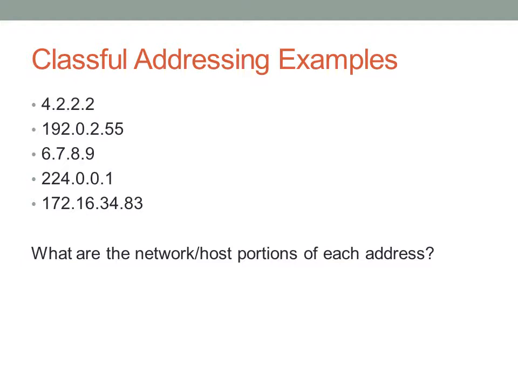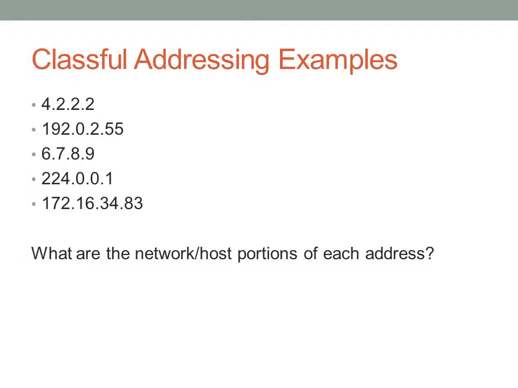And for those of you coming back, looking at the first address, the first octet, 4, is going to be a Class A address, and so the network portion would be the 4, and the host portion would be the .2.2.2. For the second one, the first octet there is 192, so our network portion is going to be 192.0.2, and the host portion will be that .55 at the end. For the third one, the first octet is 6. This tells me it's a Class A address, so the network portion will be just that 6, and the host portion will be that .7.8.9.